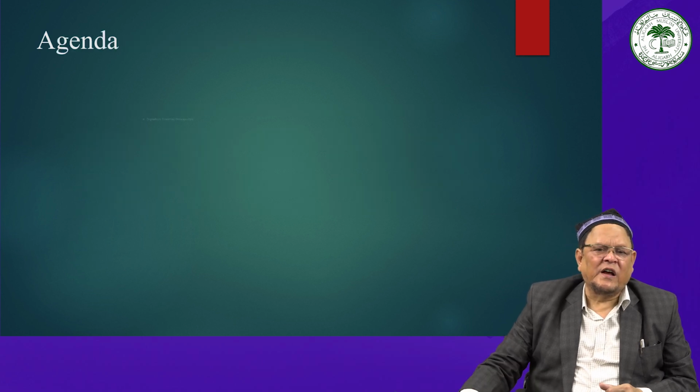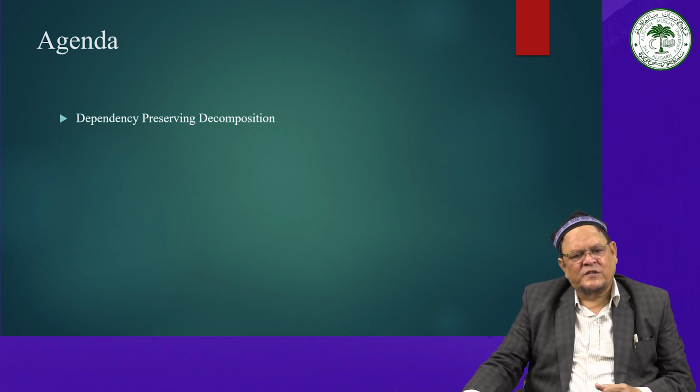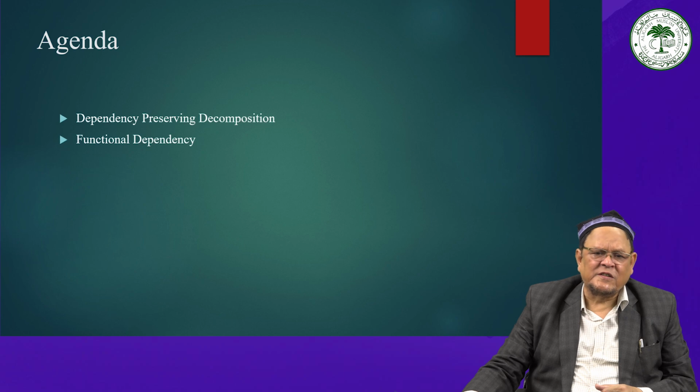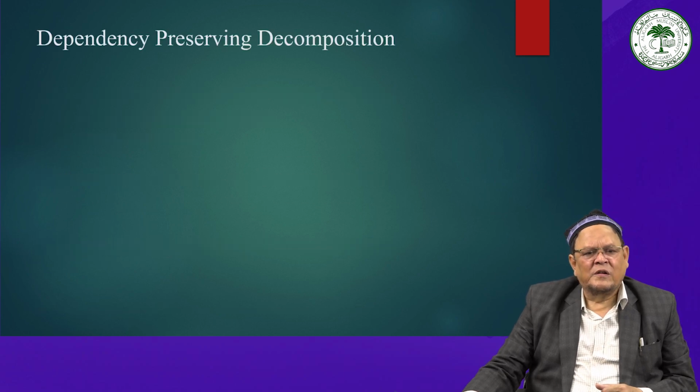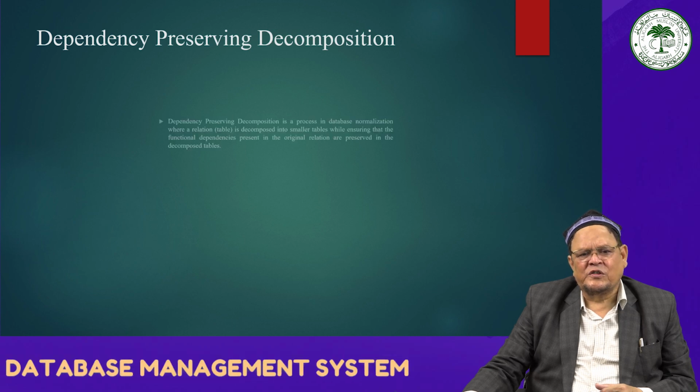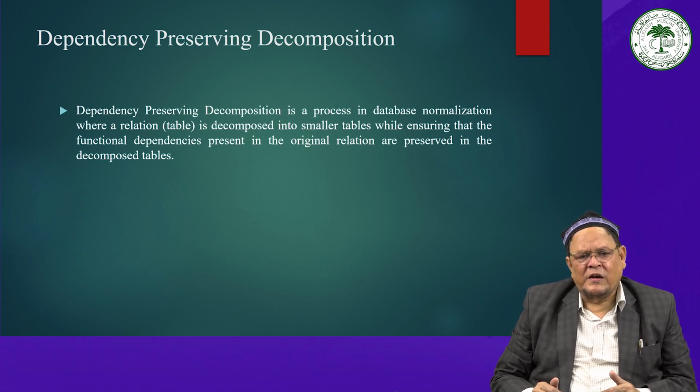So today's agenda is that we'll discuss dependency preserving decompositions and functional dependencies. Let's start one by one. Dependency preserving decompositions. It means when you decompose a relation in normalization, then the decomposition must be FD preserving.